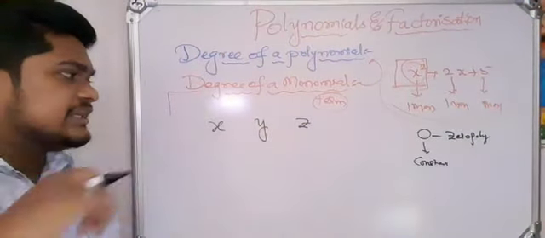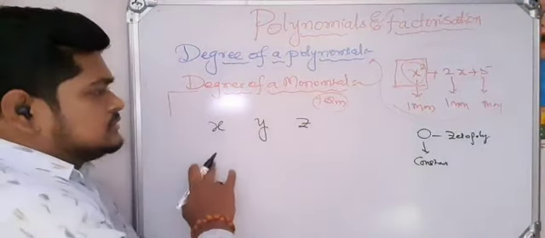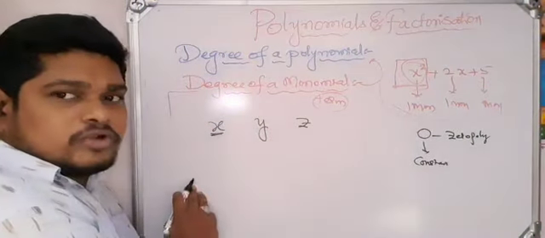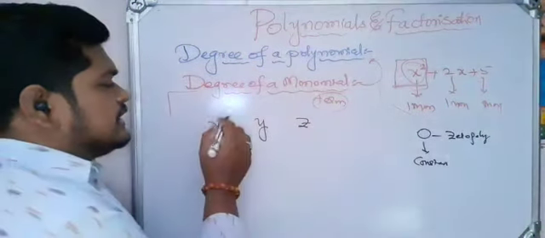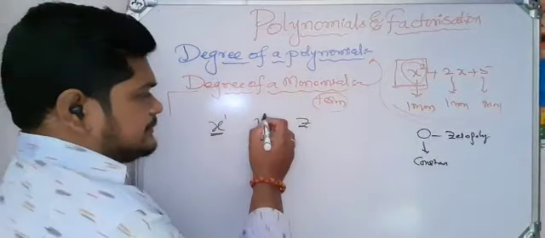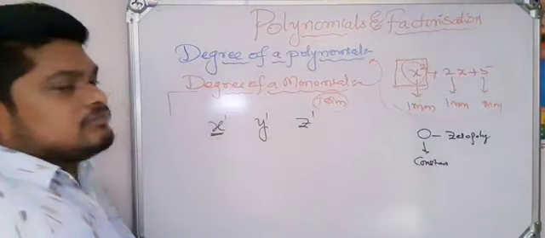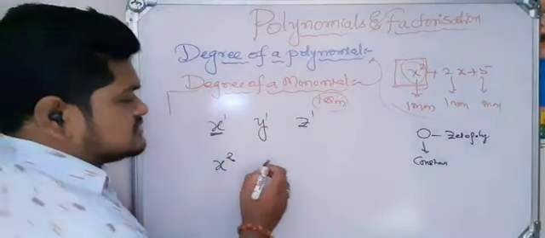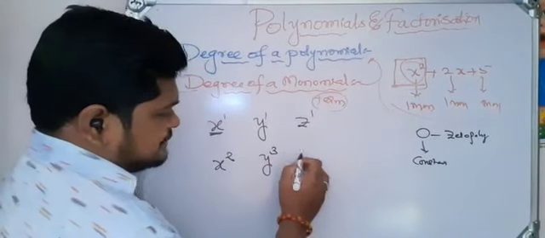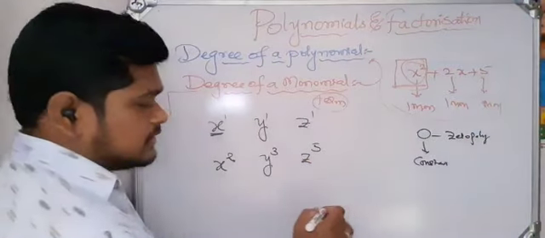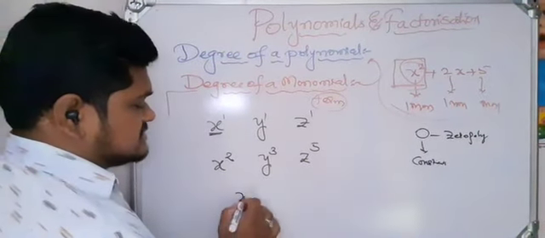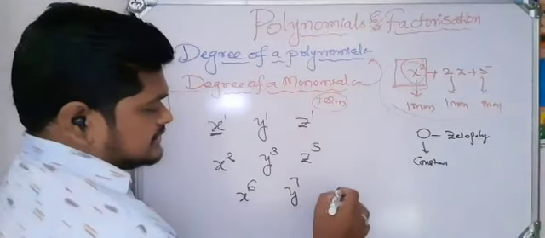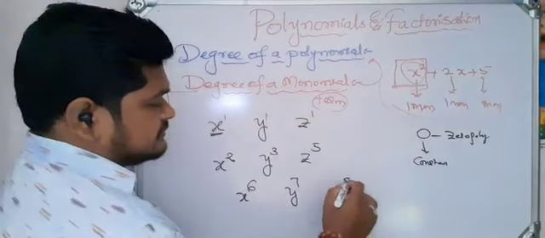What about the degree of these variables? See, x is a variable. No need to change anything. This is a variable with power 1. Or suppose any variable is like x square, or y cube, some z power 5. Next, some x power 6, y power 7. Next, z power 8.